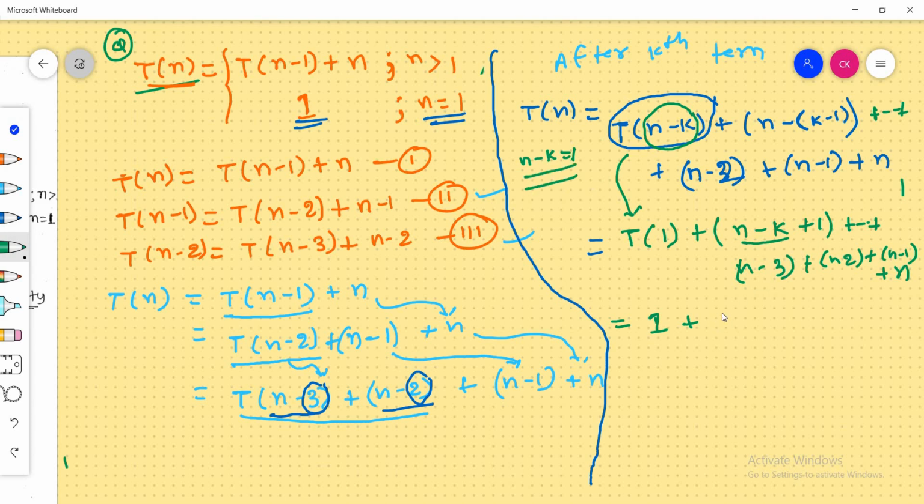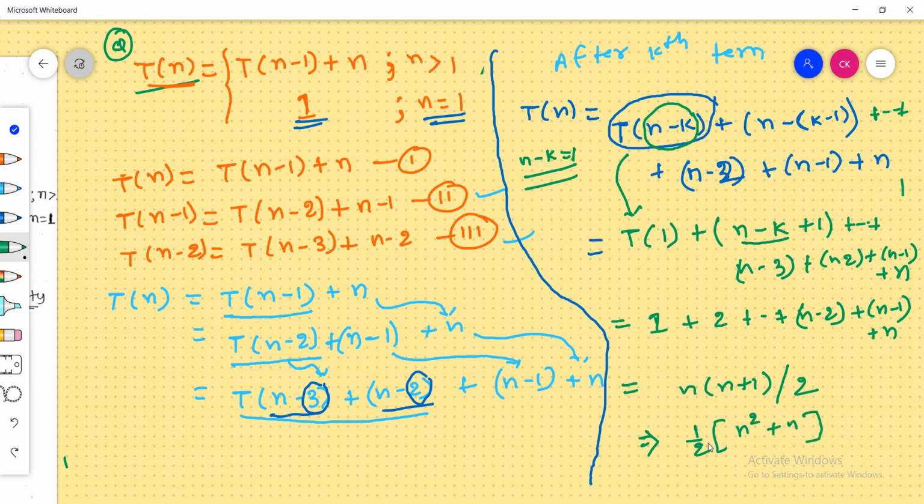So this will be 1 plus 1, 2. So 1 plus 2 and plus n minus 2 plus n minus 1 plus 1. So this is the sum of first n natural numbers, 1 plus 2 till n. The sum of first n natural numbers is n into n plus 1 by 2. So now, we have already assumed that in order to find the worst case, this will be 1 by 2 into n square plus n.